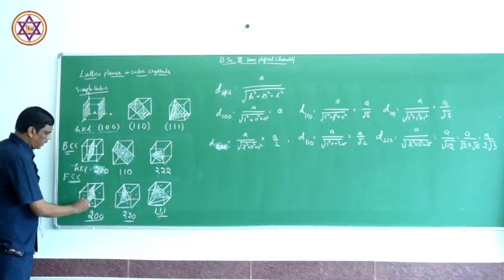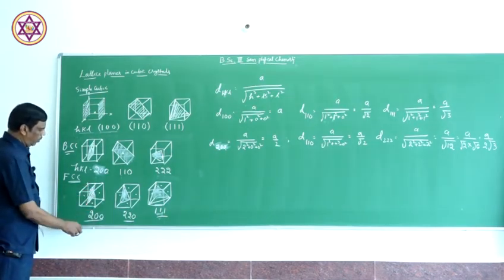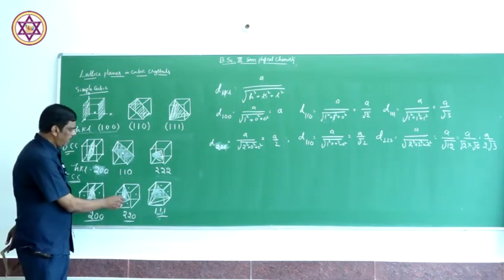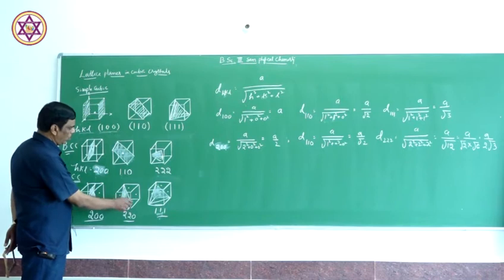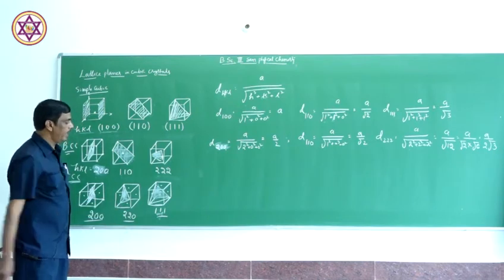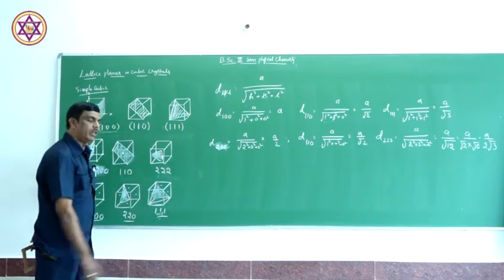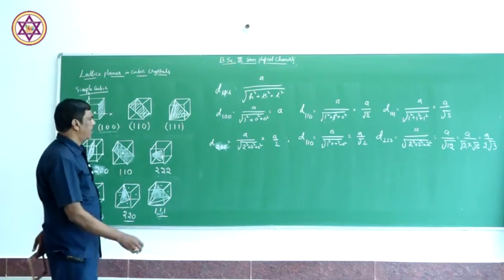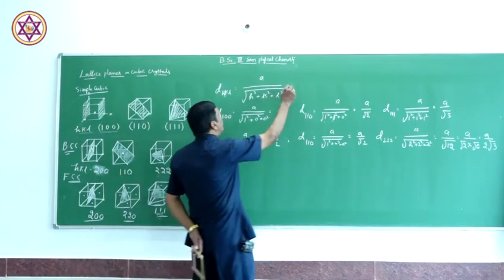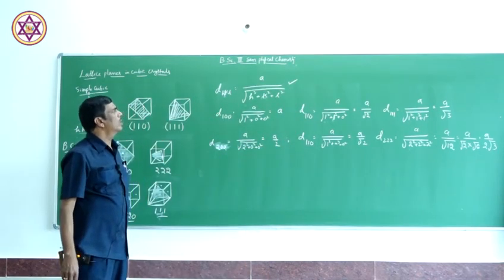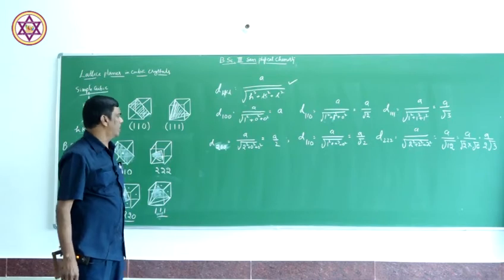One is 2, 0, 0, whose indices are half, infinity, infinity. Here in the 2, 2, 0 plane, the indices are half, half, and infinity. And here it is the unit intercept 1, 1, 1. So, we can calculate the interplanar distance using this equation: d_hkl is equal to a over square root of h square plus k square plus l square.